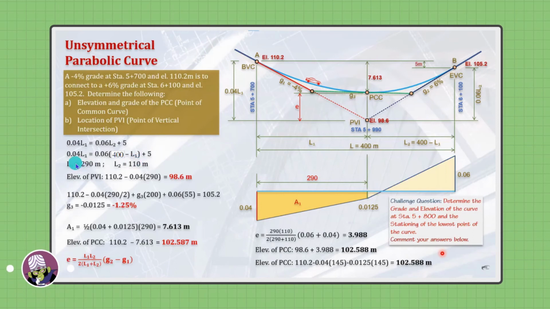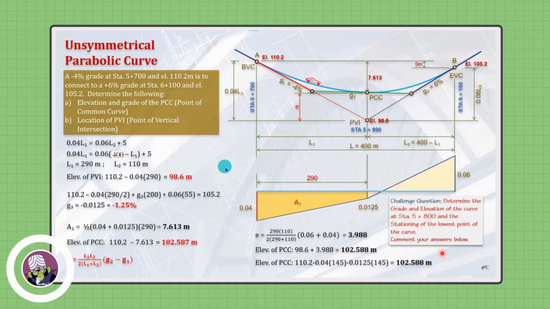So here we substitute them. 0.04 L1 is equals to 0.06 multiplied by the quantity of 400 minus L1, plus 5. Why did we substitute L2 as 400 minus L1? Since L is given, which is 400 meters, the formula for L2 is equals to L minus L1, which is 400 minus L1. So this is the reason why we substitute this here. If we solve it, L1 is equals to 290 meters and L2 is 110 meters.